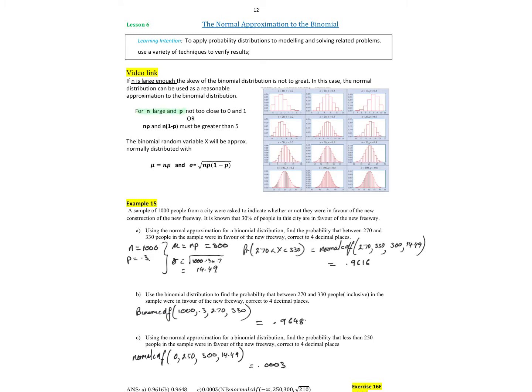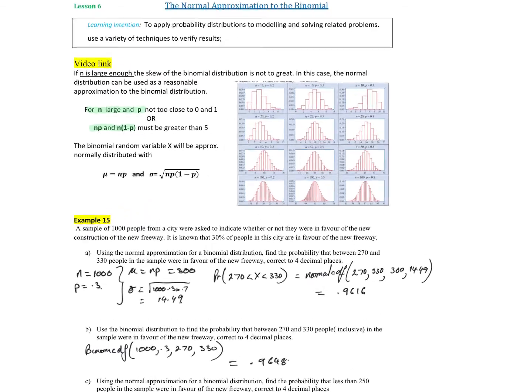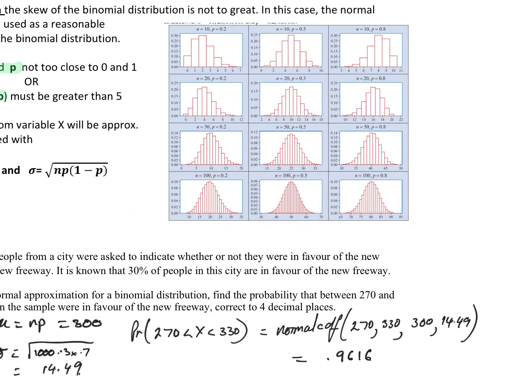We don't want P too close to 0 or 1, and the product of NP, or N times 1 minus P, is greater than 5. So typically 30 is about the mark. If N is greater than 30, that normally means we can use our normal to approximate my binomial.